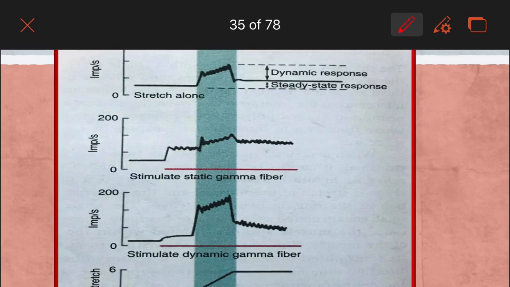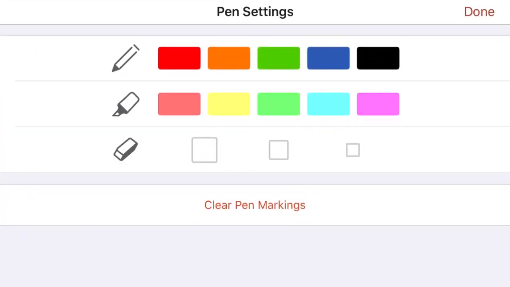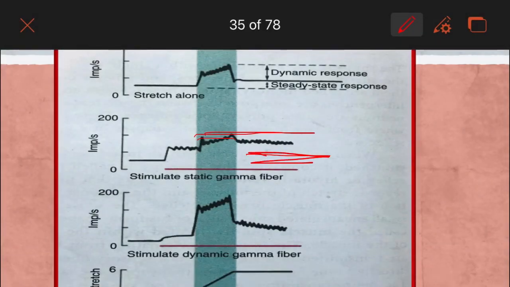See, if we draw the line over here, the maximum one, sorry, not this one, let me do this thing, this part, below this one, this much. In between these two green lines is the steady state response, and in between this red line and the upper green line, this part is the dynamic response. So, dynamic response is very little, it is reduced, but steady state response is increased.